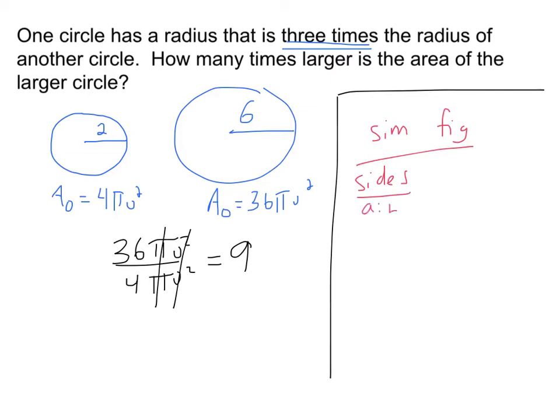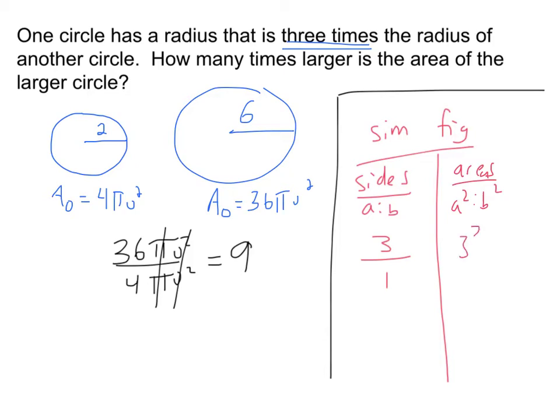We would call that A to B. That's going to be 3 to 1 in this situation, because we know one radius is 3 times the radius of the other, so that would be a ratio of 3 to 1. And then we could say, oh, since we have similar figures here, the ratio of the areas is going to be A squared to B squared. We could square each of these guys, and that would be 9 to 1.